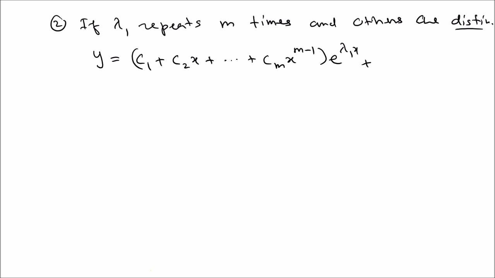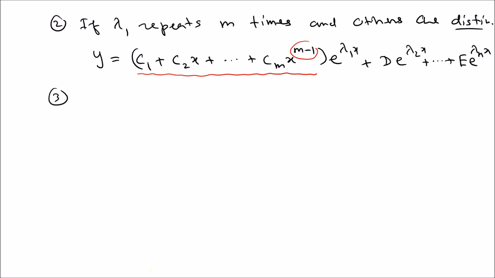I just put some numbers, so let's say D E to the next lambda value, just repeat, and then the last lambda value, lambda N X, like that. Okay, so the interesting part is here, how are we going to write that term? If it is M repeats, you're going to see M minus 1, which is 2, you're going to see X. So like that.